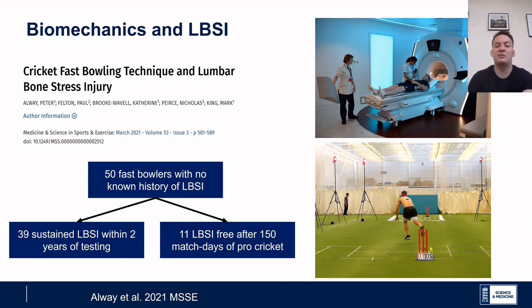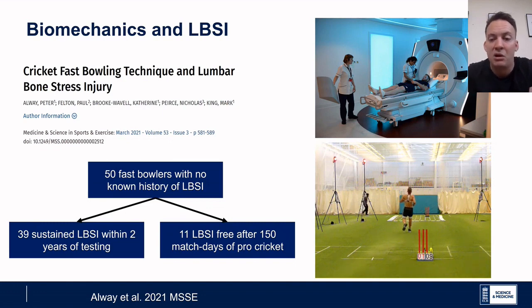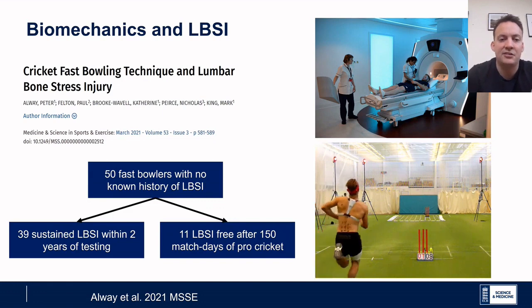And what we had for this was, at the start, we had 50 fast bowlers with no known history of lumbar bone stress injury, and 39 of these went on to get lumbar bone stress injuries within 2 years of their biomechanical testing. Only 11 players did not sustain lumbar bone stress injury in this period, and also had 150 match days of professional cricket under their belts, suggesting that they've probably survived the high risk region for lumbar stress fractures. And we want to compare the techniques between the two groups.